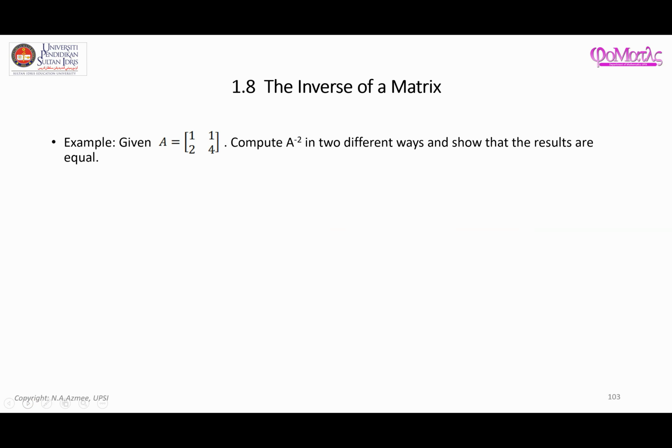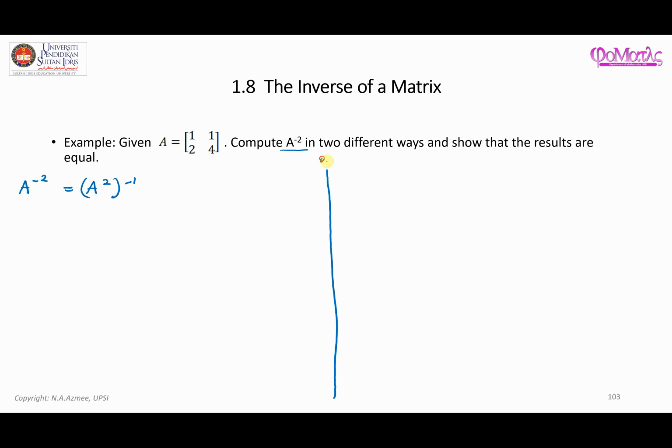Okay, so let's look at this example here. We are going to compute this matrix in two different ways and show that the results are equal. So how can you compute this value right here? So here A to the power of -2 is the same thing as if you consider A inverse, to the power of 2. This is -1.